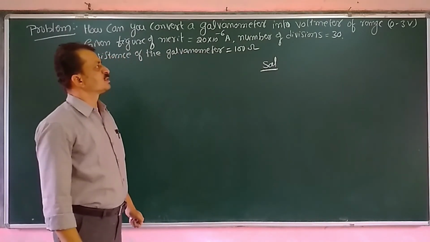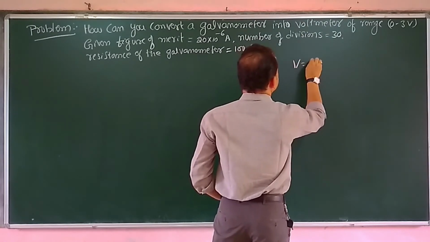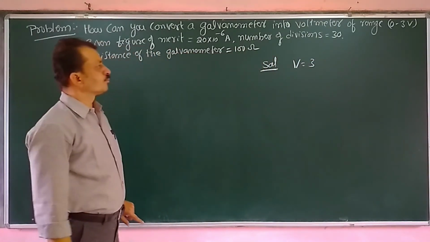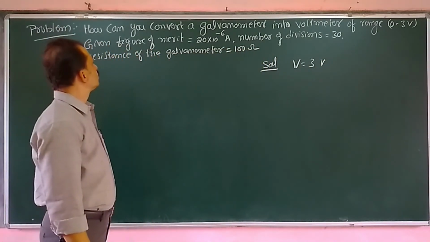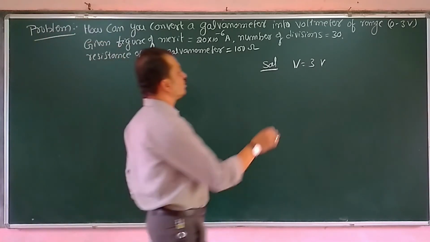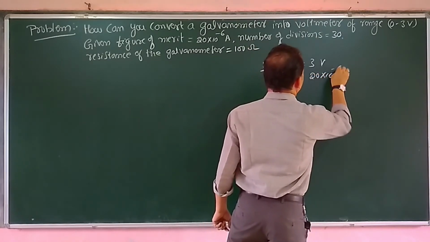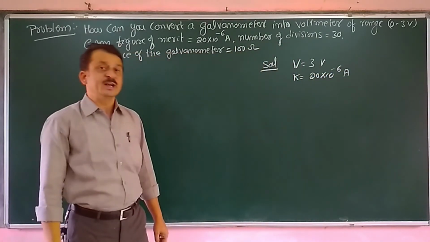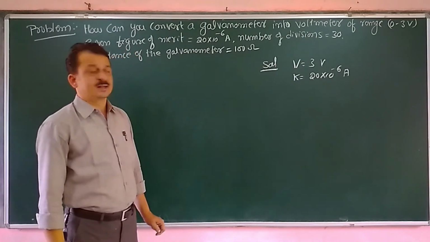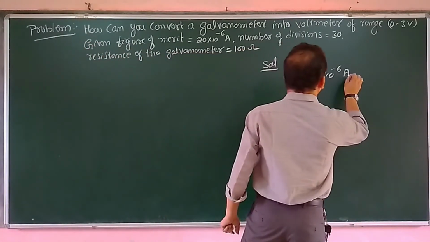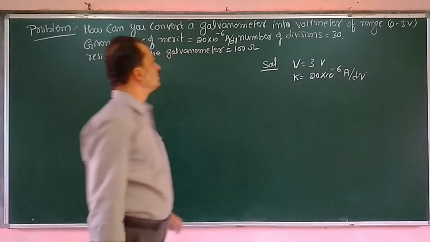Now the solution. What are the given things? A voltmeter of range 0 to 3 volts. That is V is equal to 3 volts, the voltage range that you have to convert it to. Figure of merit of the galvanometer, now K is equal to 20 into 10 to the power of minus 6 amps. What is figure of merit? It is the current for unit deflection in the galvanometer that you have studied. Amps per division.